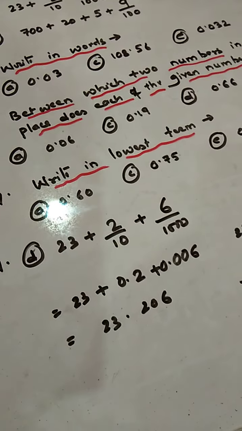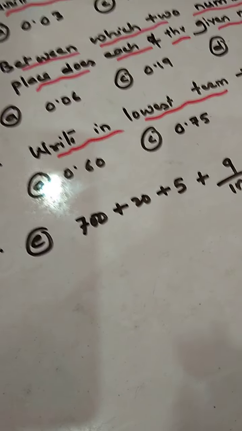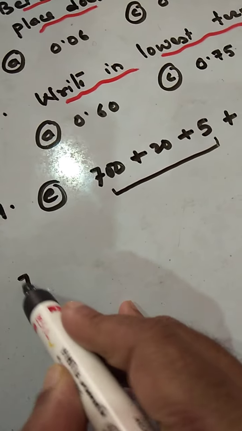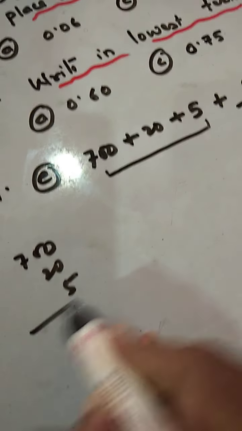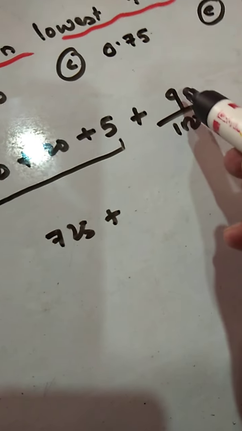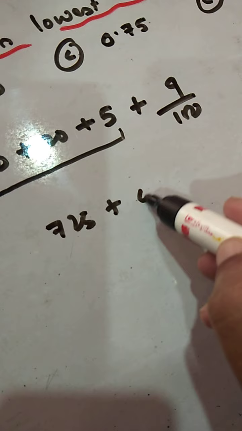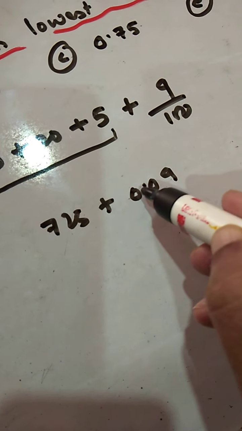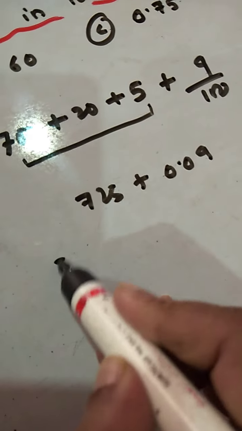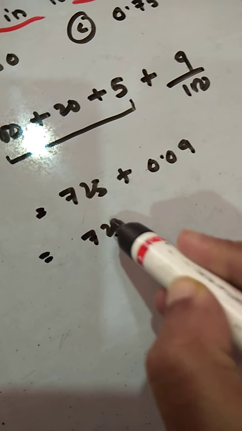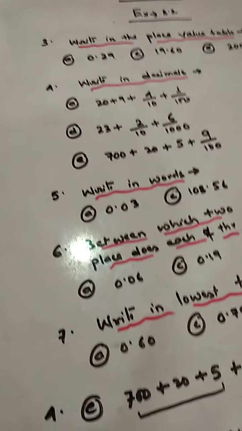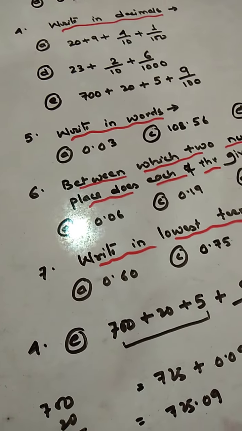So let's do sum number E. Sum number E is also very easy. The first thing that you have to do is add all these three numbers. So 700 plus 20 plus 5 will give you 725. So in place of this, we will write 725. And how to write 9 by 100 in decimal form? It would be 0.09, after 2 digits, since 2 zeros are there, you will put the point. So finally, we have to add this now. 725.09 would be the answer.